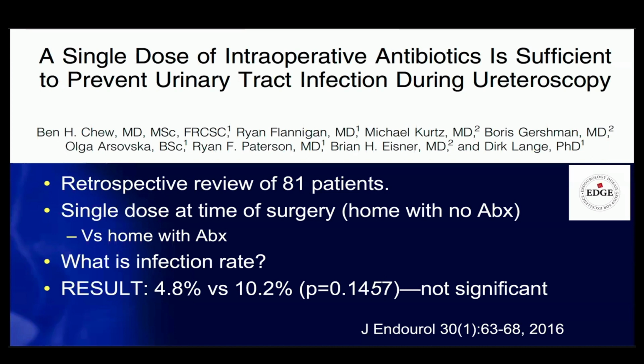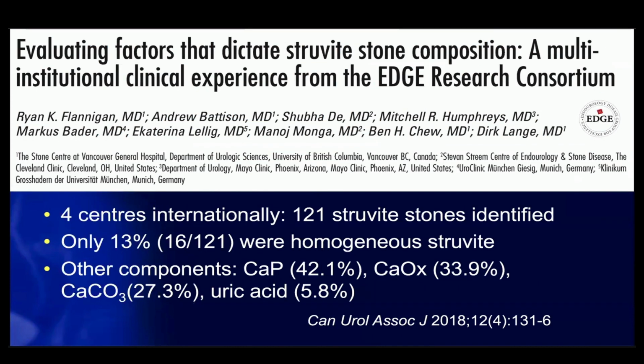Ryan Flanagan helped out with this when he was a resident here. We looked at 81 of our patients and looked at patients who went home with antibiotics versus those who went home without antibiotics, and there was not a statistically significant difference. In fact, the rate in people who went home with antibiotics was slightly higher at 10.2%, but it did not reach significance. So really it shows that giving one intravenous dose of antibiotics at the time of surgery works well. And Ryan Flanagan again did this as well when he was a resident with us.